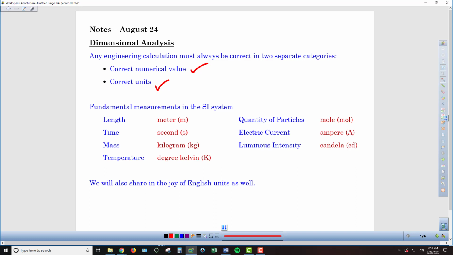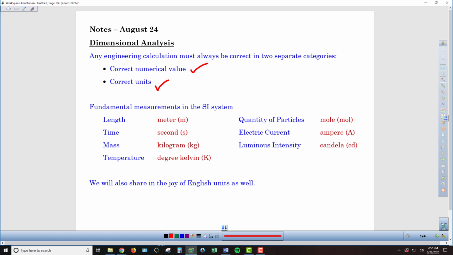So for starters, in the SI system, we can see for all of these various types of measurements, we have a fundamental measure that we use. There are many ways that we can measure length besides the meter, so centimeters, millimeters, kilometers, but the meter is the fundamental length. Likewise for time, we can do minutes, hours, milliseconds, but seconds is the fundamental measure. And you can see the rest of them listed in front of you there.